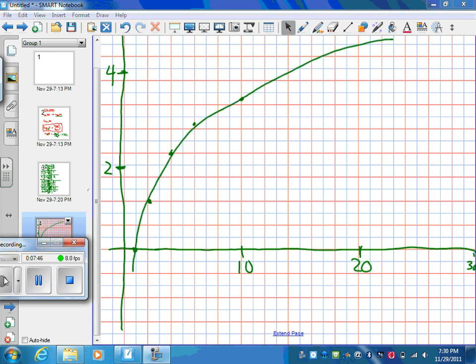Okay, your graph should look something like that. My axes moved a little bit on me, but that's your general shape of what this graph is doing. Next, we're going to do a table of values for y equals log 5x. So you want to set up a table of values for that.